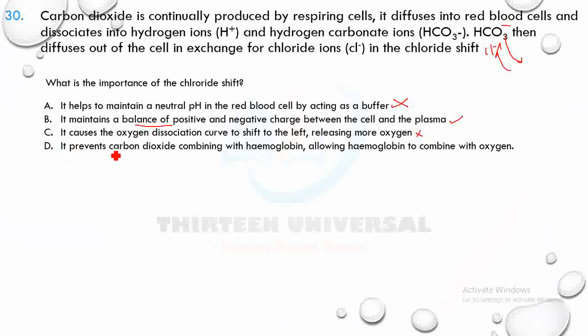Okay. D says it prevents carbon dioxide combining with hemoglobin, allowing hemoglobin to combine with oxygen. It does not prevent carbon dioxide from combining with hemoglobin. Do you get? Because carbon dioxide combines with hemoglobin at another site called the terminal amine group to form carbaminohemoglobin. So it doesn't affect it at all. So that is why the answer is B.